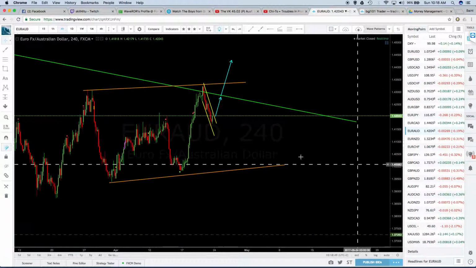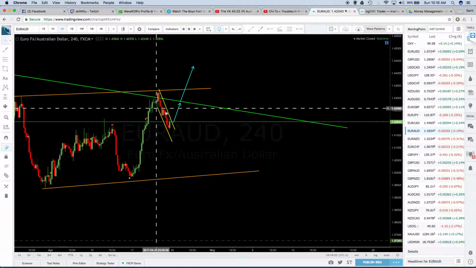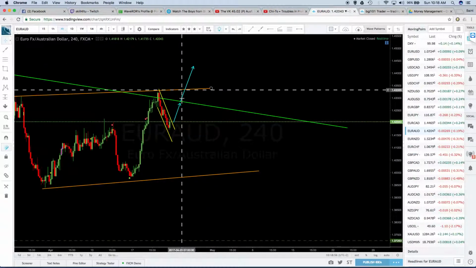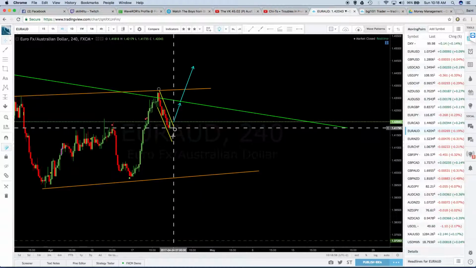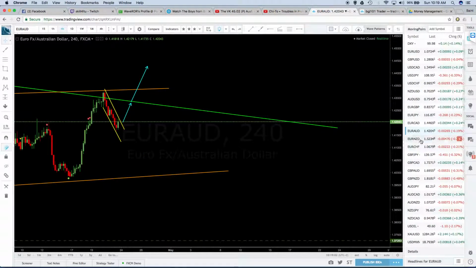Euro AUD, same thing. We got a nice flag after this bullish move, so strength is really pushing up, so we're going to expect that to continue. Look for a break or a bounce of this flag pattern.